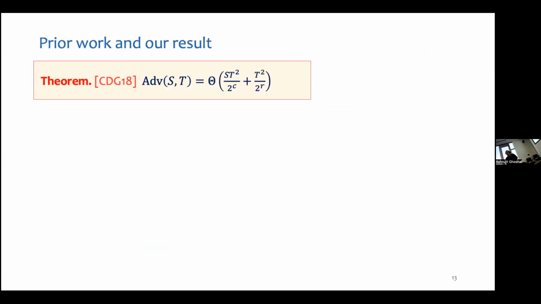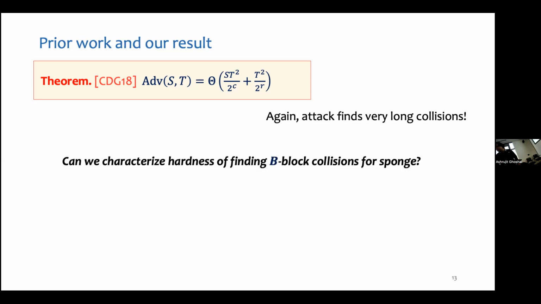So prior work, a different work by Coretti et al., had actually given a tight characterization of this advantage. But again, there's the same issue that they run into. The attack that they gave finds collisions that are extremely long. And the question of finding short collisions had not been studied for any value of B.